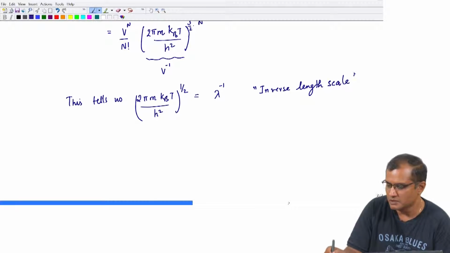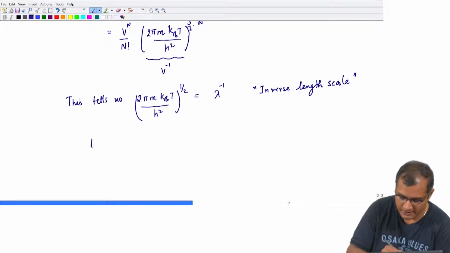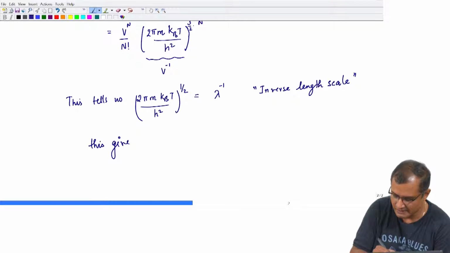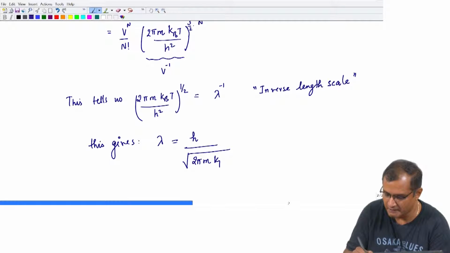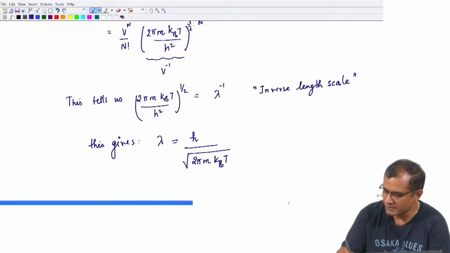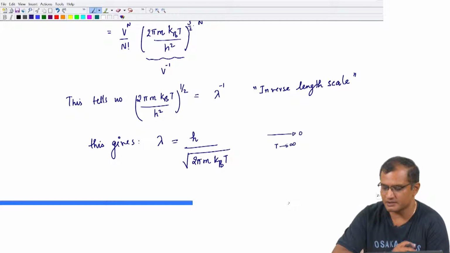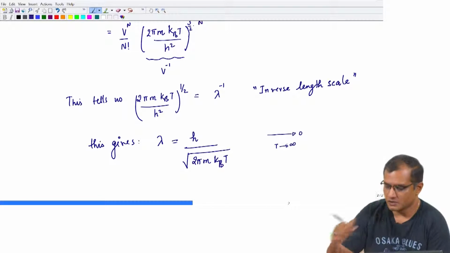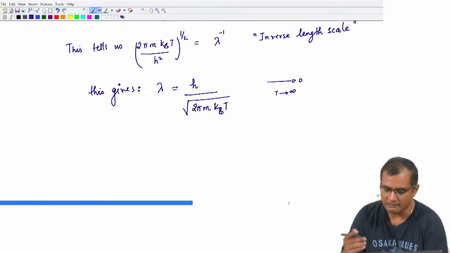and I am going to tell you that this is an important length scale. So, let us work out what it gives. My lambda is simply h upon square root of 2 pi m k_B T. Now, this length scale very clearly goes to 0 as the temperature goes to infinity, and this length scale becomes larger and larger as the temperature goes to 0. So, this is a very important length scale which goes by the name of de Broglie scale length.